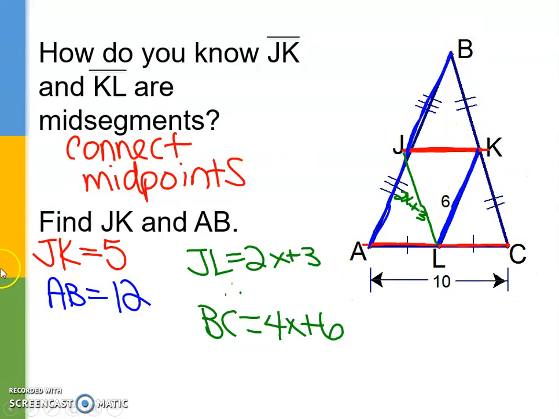So that's why JK is 5. JK is 5 because it's 10 divided by 2, 5. And then AB, this whole thing is 6 times 2, which is 12. Don't worry about these two. We're not going to do these two.